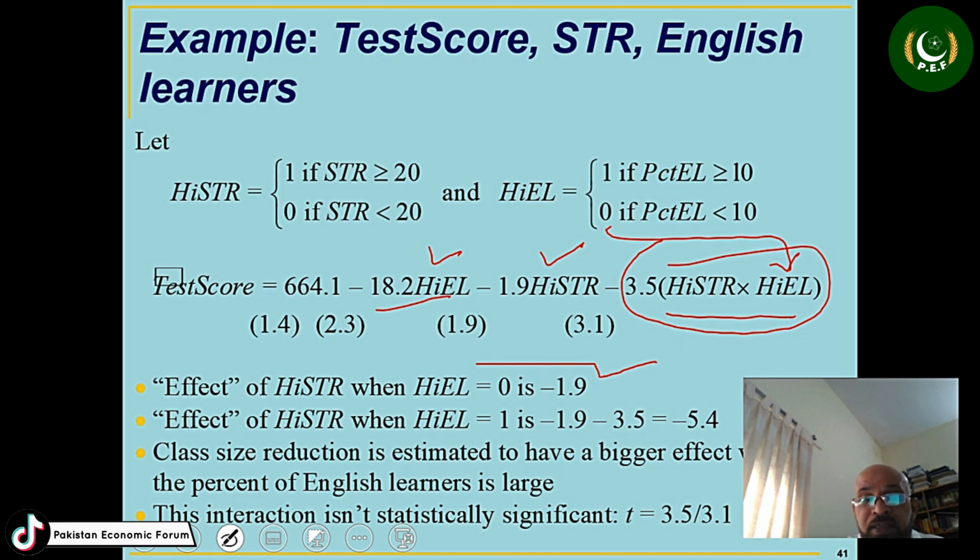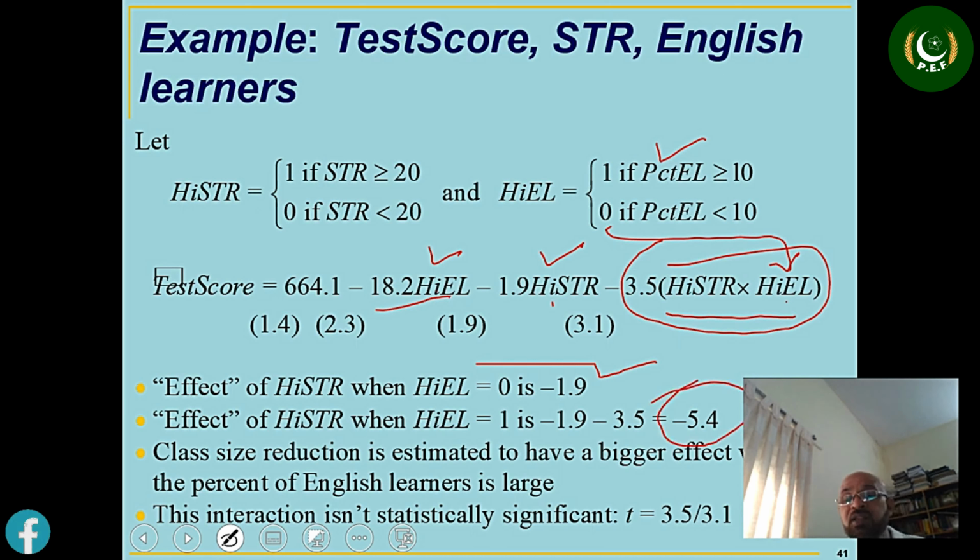When percentage English learner high student is 1, it means this is 1, this is 1. So your slope will be minus 1.9 and minus 3.5. So you will have a change in test score, an improvement in test score, of minus 5.4, and you can test it as per these tests.